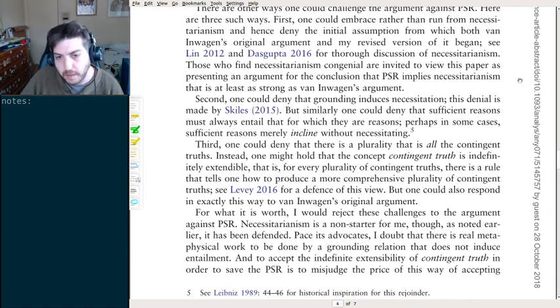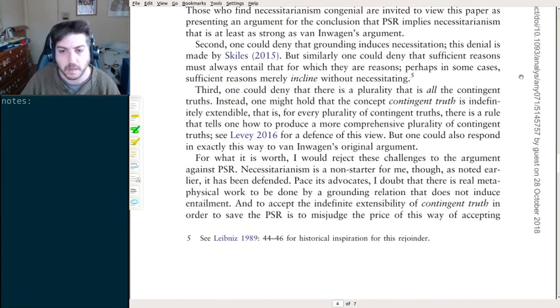Second, one could deny that grounding induces necessitation. This denial is made by Skiles, but similarly one could deny that sufficient reasons must always entail that for which they are reasons. Okay, perhaps in some cases sufficient reasons merely incline without necessitating. Yeah, that's a Leibnizian thing, and in the note, that's right.